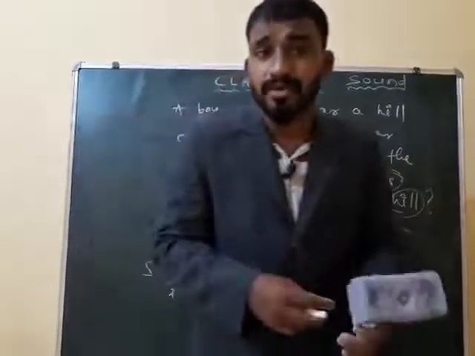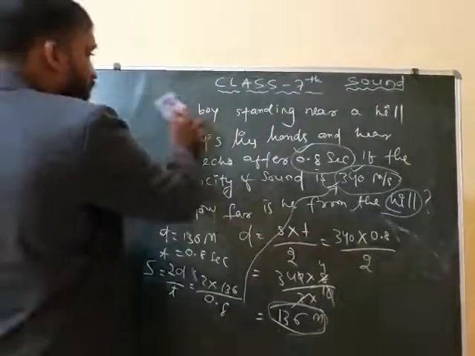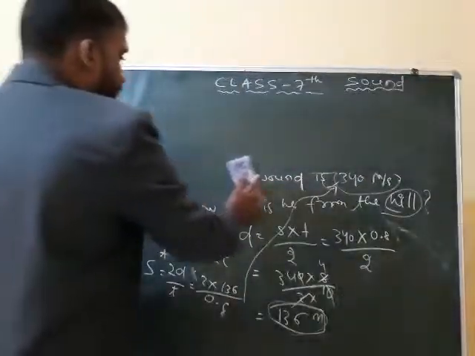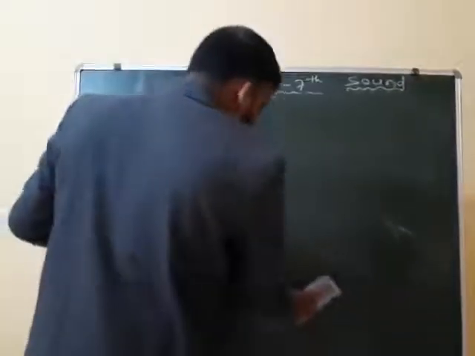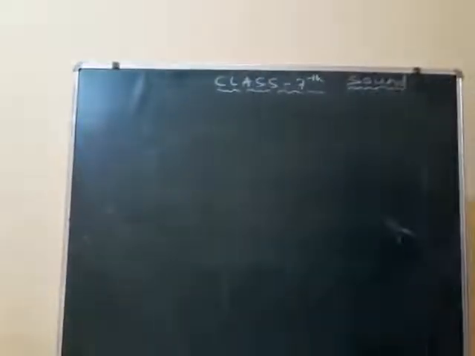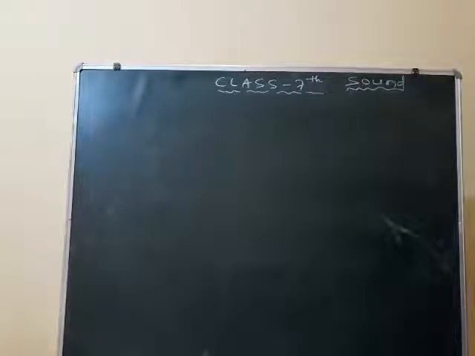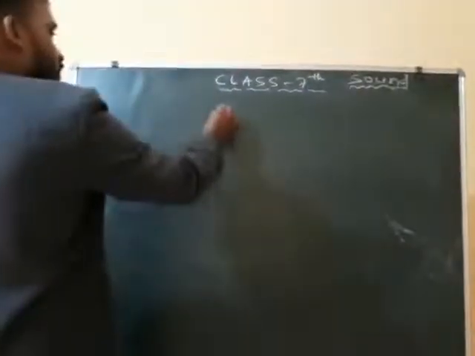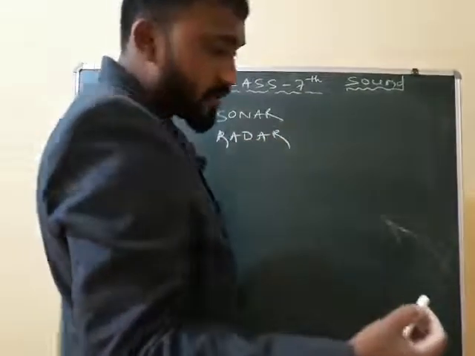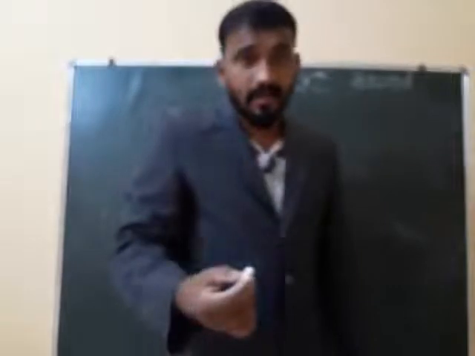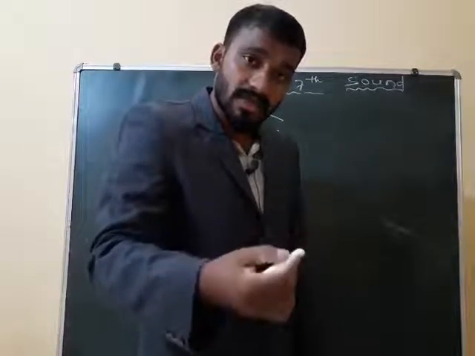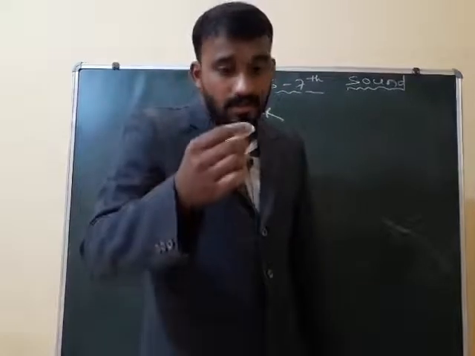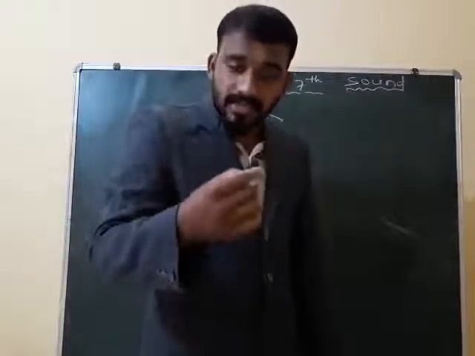Now, where are we using echo? Already I told you the uses of sonar and radar. Sonar means sound navigation and ranging, whereas radar means radio detection and ranging. We have already discussed sonar, radar, what ultrasonic waves are, and what infrasonic waves are. Ultrasonic waves have a frequency of more than 20,000 Hz, whereas infrasonic waves have a frequency of less than 20 Hz.